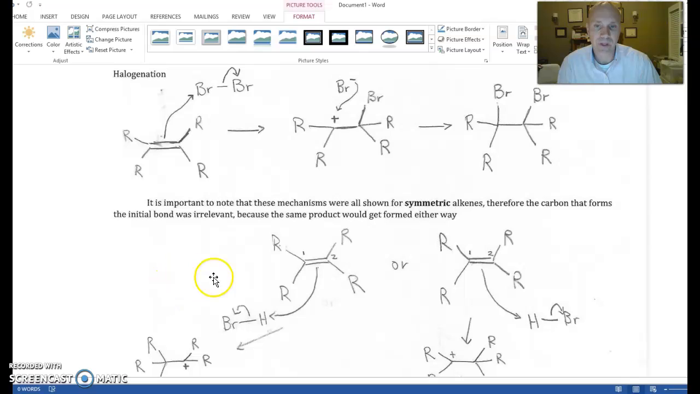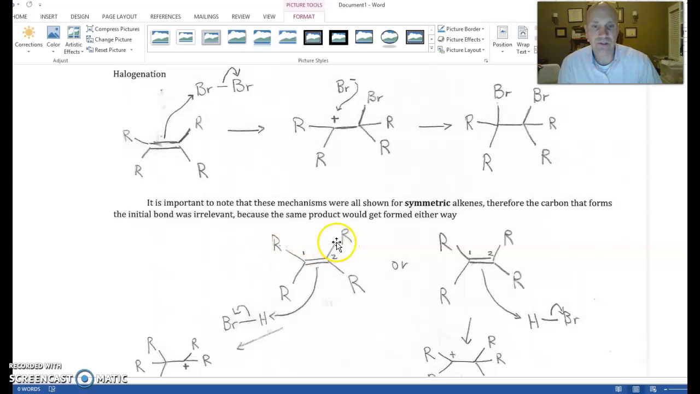The first thing I want to point out is that what ends up happening in these reactions is different when you have a symmetrical alkene versus when you have a non-symmetrical alkene. What we mean by a symmetrical alkene is if you were to take the double bond and just basically think of a mirror going between the two carbons here. If you've got the same two groups on the left side as you have on the right side, it would be considered symmetrical.